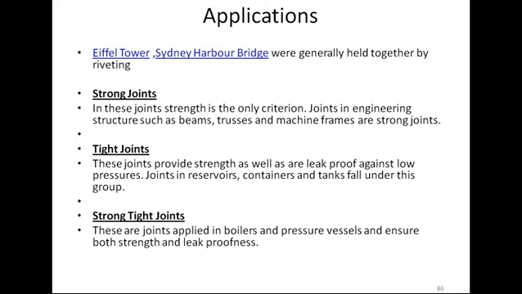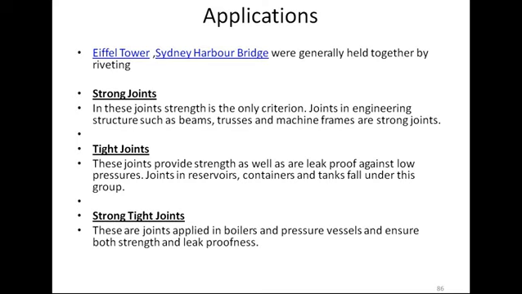Then there are many criteria on the basis of which we select the riveted joint. These are three criteria. First, where we require a strong joint. In these joints, strength is the only criterion. Joints in engineering structures such as beams, trusses and machine frames are strong joints. So for beams, trusses and machine frames, we can prefer to use the riveted joint.